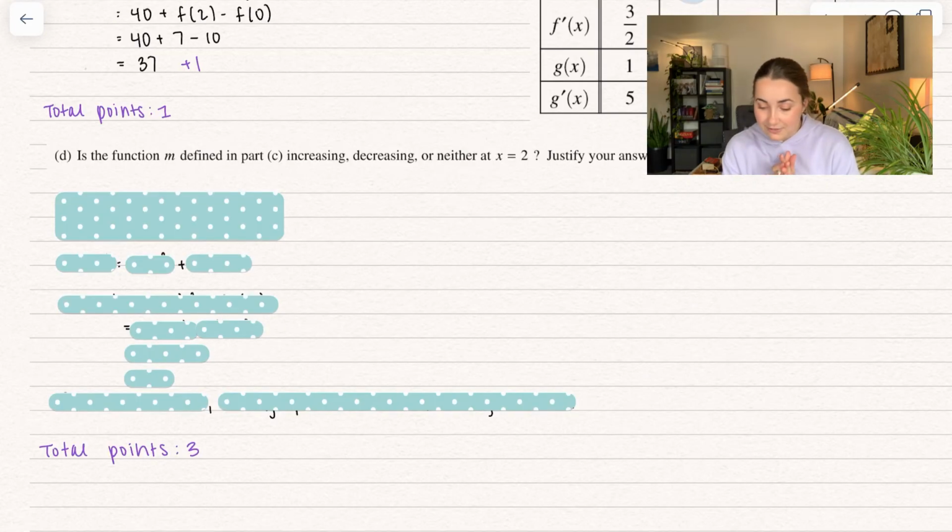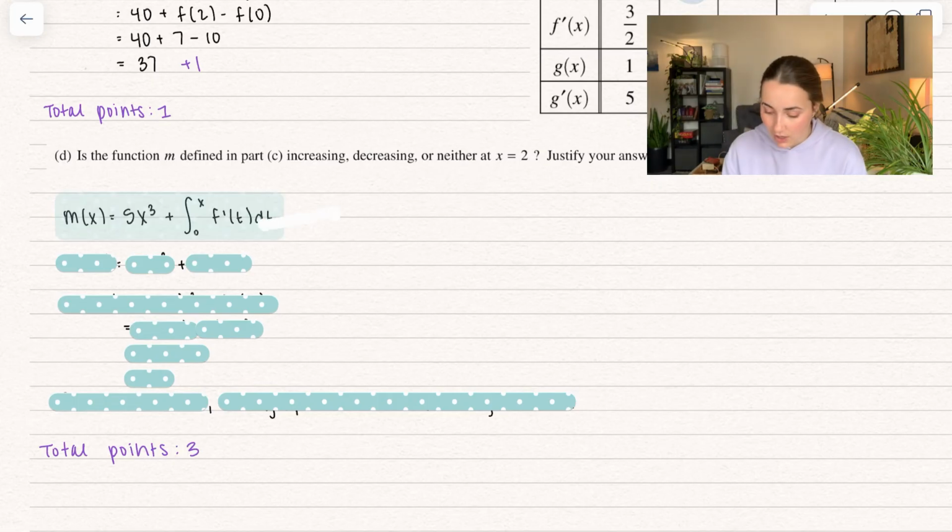Okay, part D. Is the function m, which is defined in the previous part, increasing, decreasing, or neither at x equals 2? When we're talking about increasing or decreasing, that's going to clue you into the first derivative. So let's go ahead and find the first derivative of this function. So m prime of x equals, the first part's nice, so 5 times 3 times x to the power of 2. That's going to give us 15x squared.